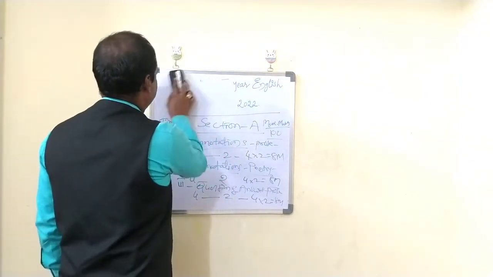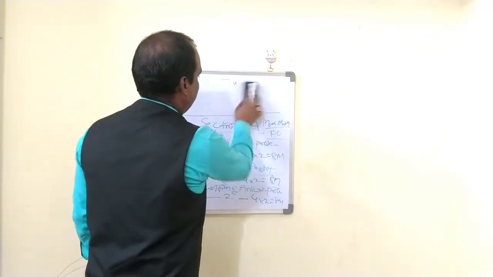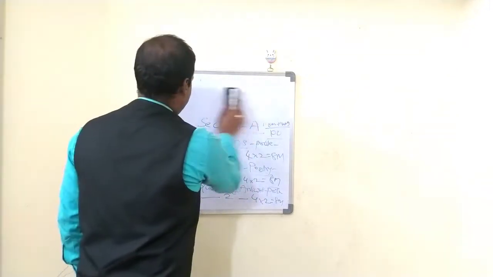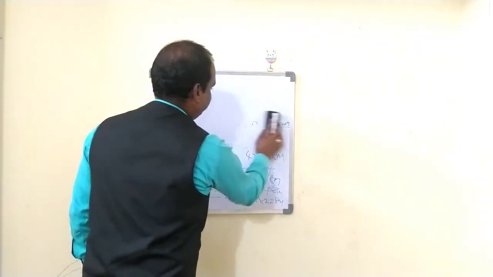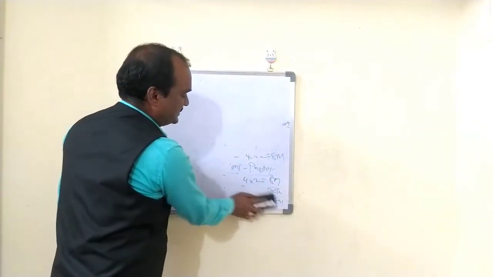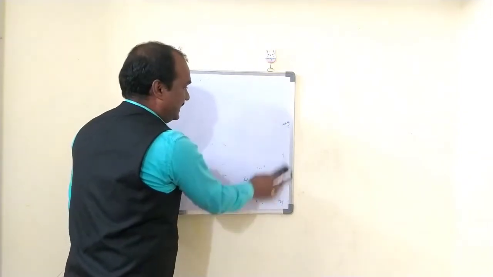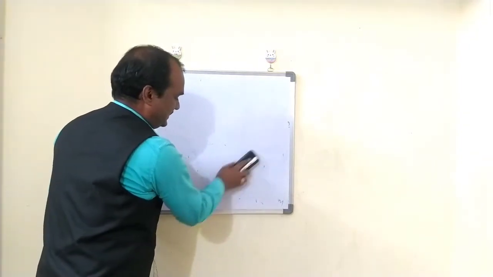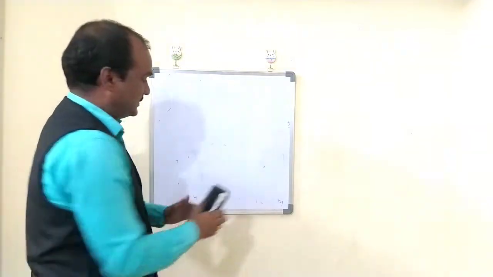So next is bit number 4. Bit number 1 is annotations from prose, bit number 2 is annotations from poetry, and bit number 3 is question answers from prose.